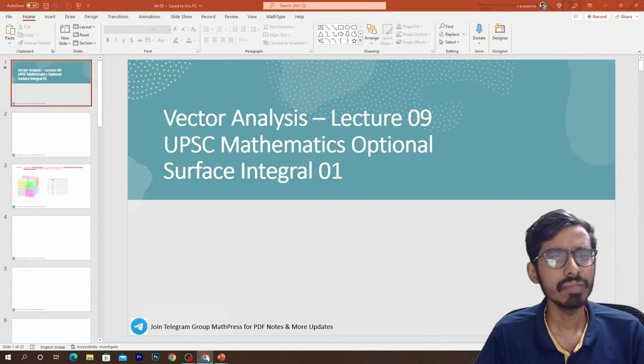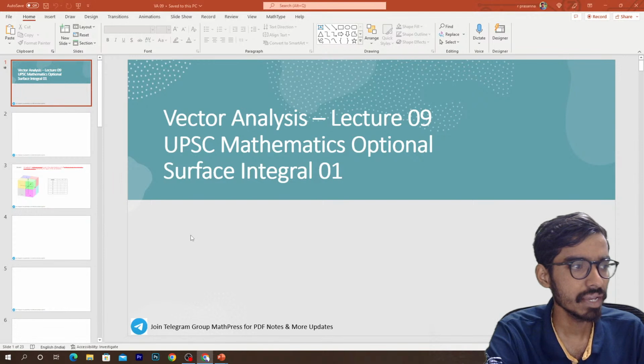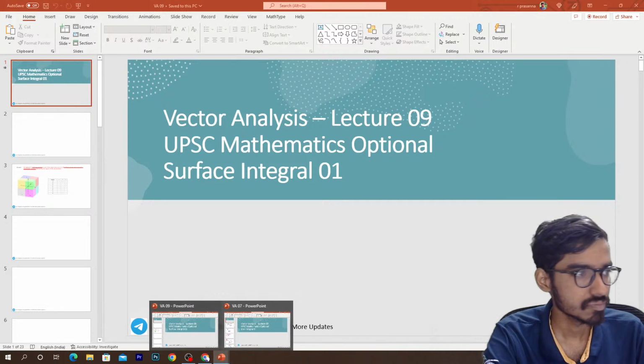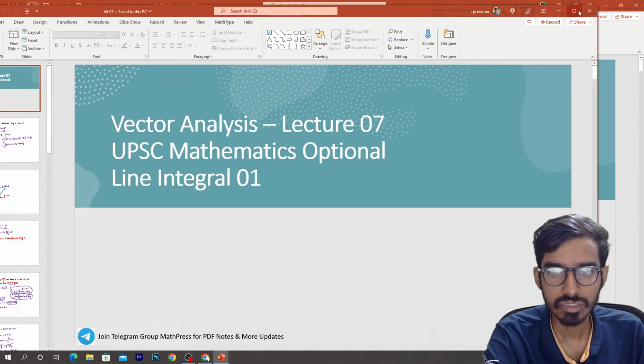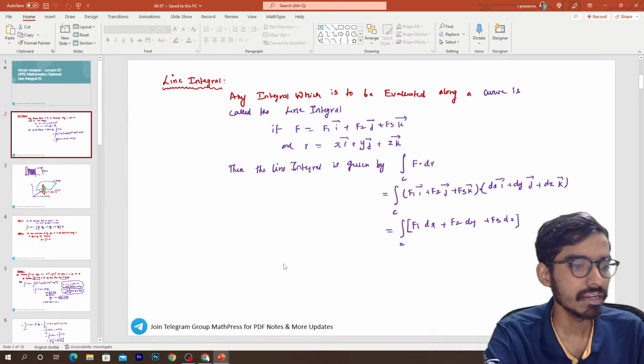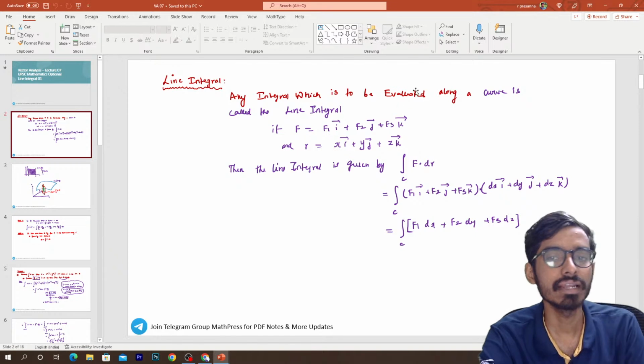This is similar to a line integral, right? So just recall what is meant by line integral. I'll take the PPT of line integral, the one that you already completed. We already discussed what is meant by line integral: any integral which is to be evaluated along a curve is called a line integral. This is very important. We are evaluating that integral along the curve.